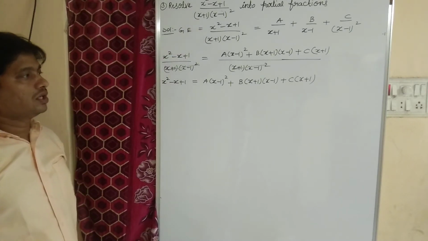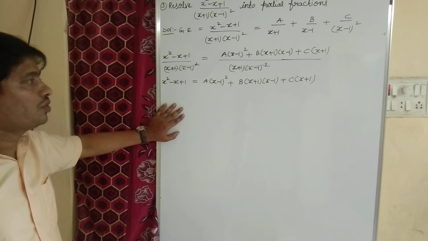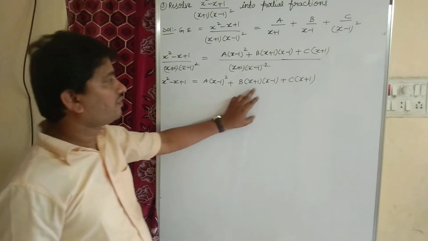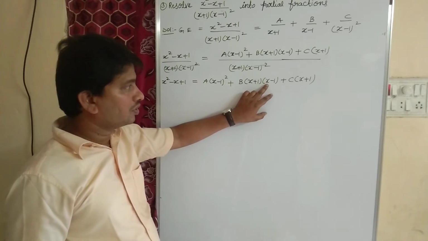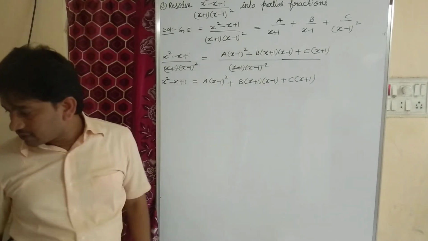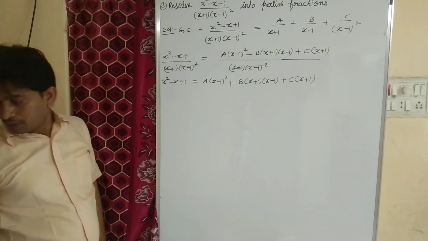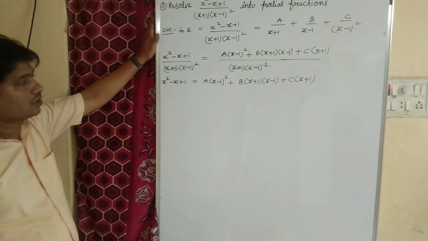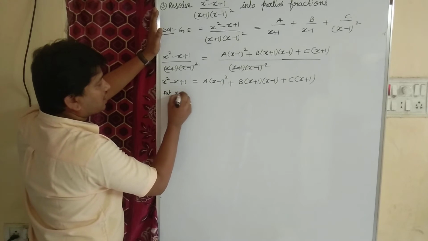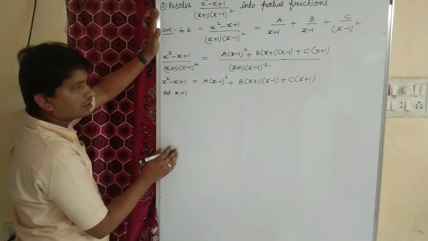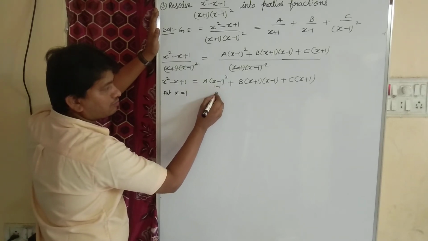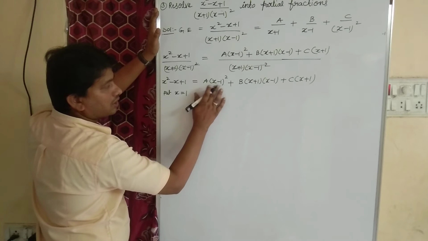Okay, children? Now suppose I want to find the value of a. If I want to find the value of a, in the place of x I want to substitute 1. Let us put x equal to 1 and see what we get. Children, if I put x value 1, 1 minus 1 will become 0, 0 square means 0, so this term will be 0.